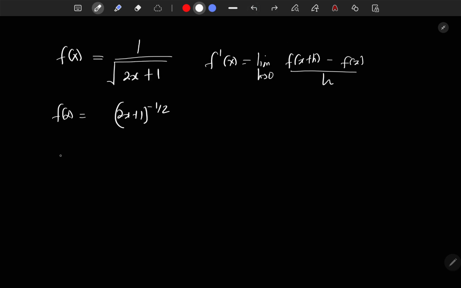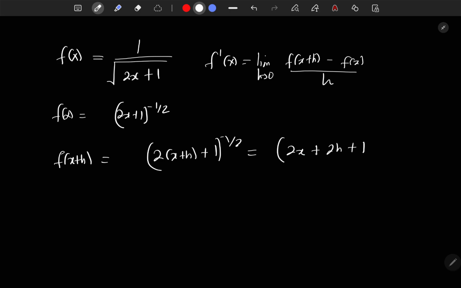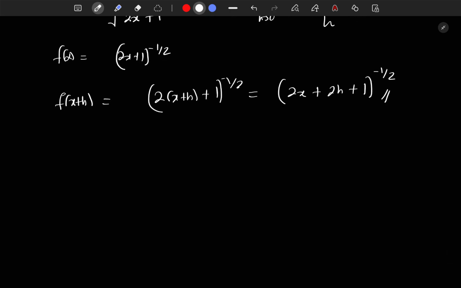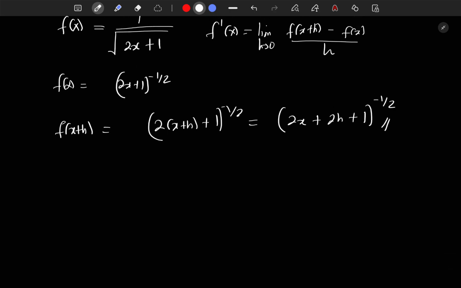All right, so we can now evaluate f of x plus h. Here we are going to have 2 times x plus h, plus 1, to the power negative half, which will give us 2x plus 2h plus 1, everything to the power negative half. This is what we need for f of x plus h. f of x is already known, it's the same one. Then substituting them into the formula that we have.